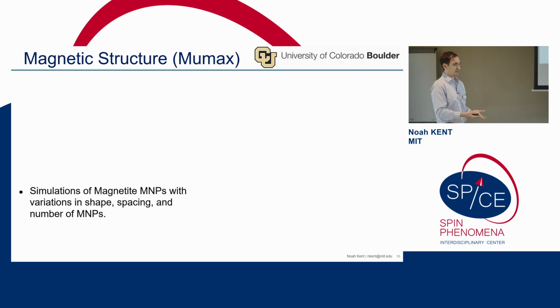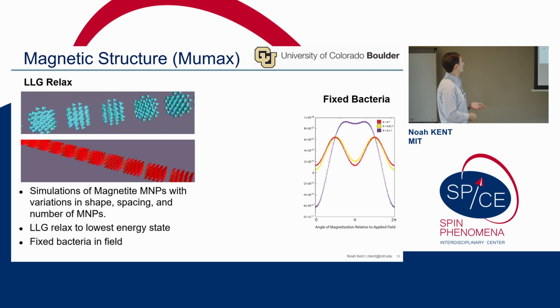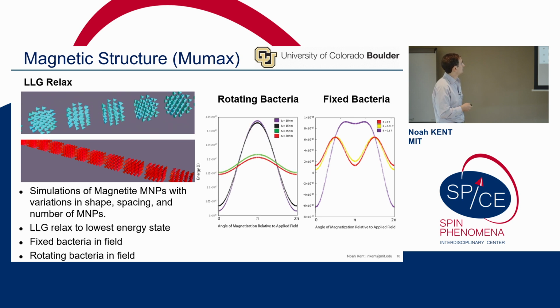And the way I started approaching this was by doing micromagnetic simulations in MuMax. So I started to simulate the magnetosomes in the bacteria. And I did a lot of simulations where I varied shape, spacing, and number of magnetic nanoparticles. I also did different types of simulations where I did relax in order to get the lowest energy state of the magnetosome chains. I looked at a fixed bacteria, its anisotropy essentially, so it changed its angle relative to magnetization. And then also I did a rotating bacteria in a field.